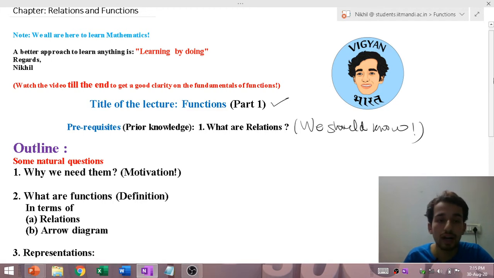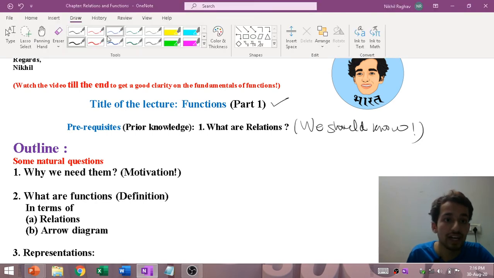So let's first try to answer what is a function and why we need them. First of all, I would like to tell you that the title functions is very important, not only in the context of this chapter but throughout whatever we're going to study, whether you are a student of class 11th or 12th, because in mathematics functions come everywhere. Whether you do integration, differentiation, or study any other thing, function will always be there. These are the fundamentals which we should know. So let's start with the motivation for why it is required.